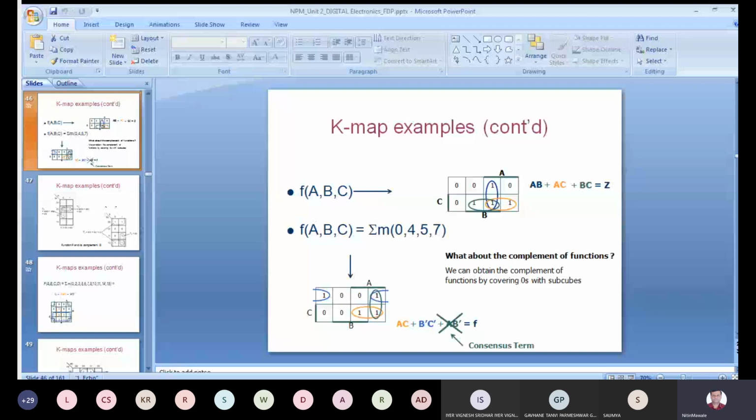So for those pairs, you can just think over it, how you can form the pairs in minimum grouping. So you have to take this group first, and then only this corner. This group is not required. That is what we call a consensus term. So that is not required. Okay. Now you can take the example of this.